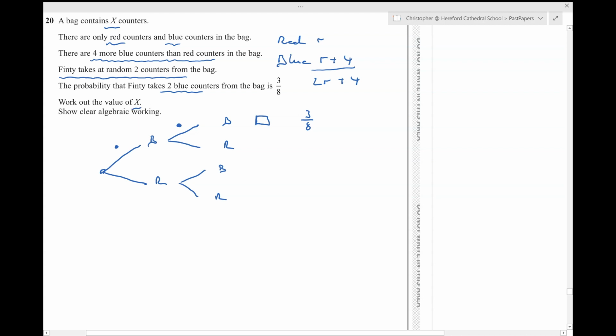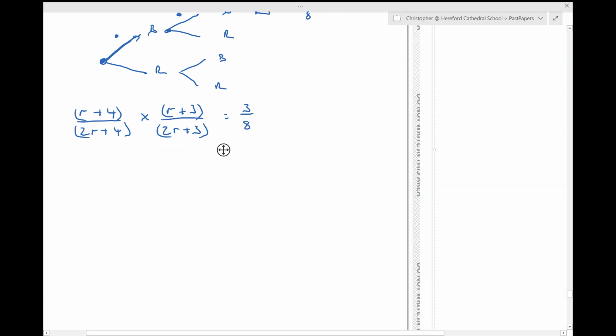So let's start here. What's the probability of getting a blue, first of all? Well, that's going to be R plus 4 over the total number of counters in the bag, 2R plus 4. Good. Then, having got a blue, what's the probability of getting another blue? Well, there'll only be R plus 3 blues left in the bag after that first one's gone, and there won't be 2R plus 4 counters in total, there'll be 2R plus 3. So it's those two fractions multiplied together that equals 3/8. So I best solve that equation to find out what R is.